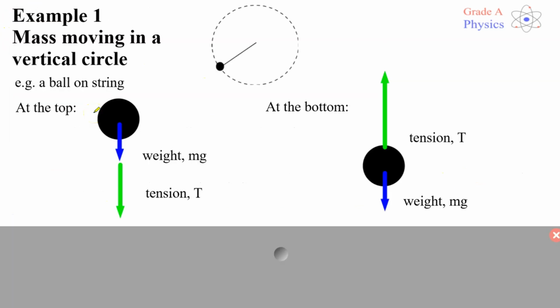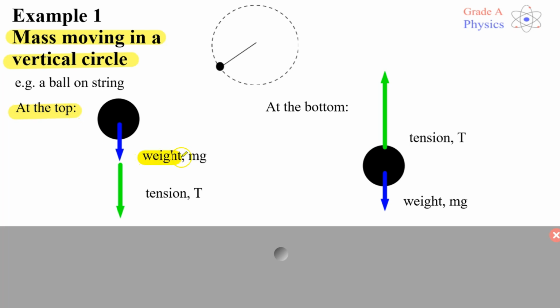Let's look at a really typical application of circular motion. So this is a mass moving in a vertical circle. We've got a ball on a string which is moving in this vertical plane here. Normally we need to consider the forces acting at the top and the forces acting at the bottom. So let's consider at the top.